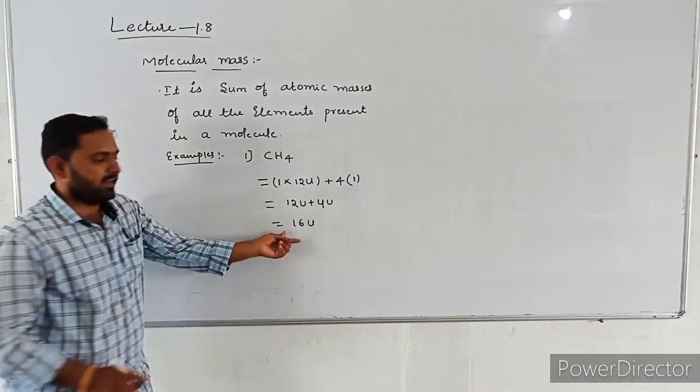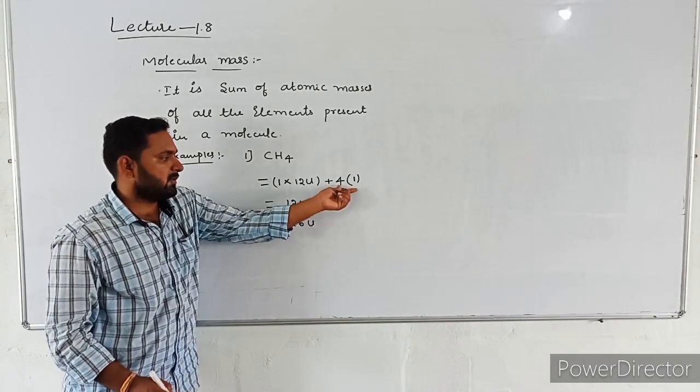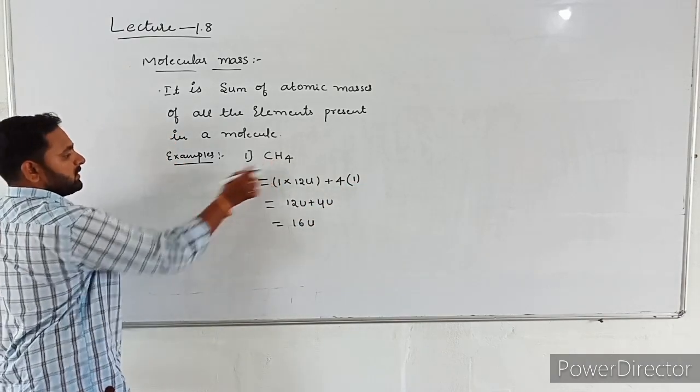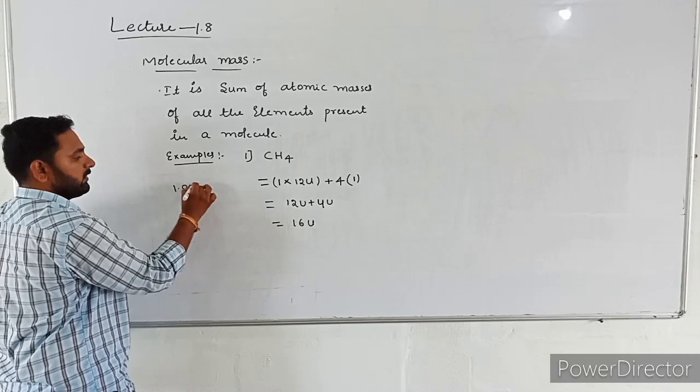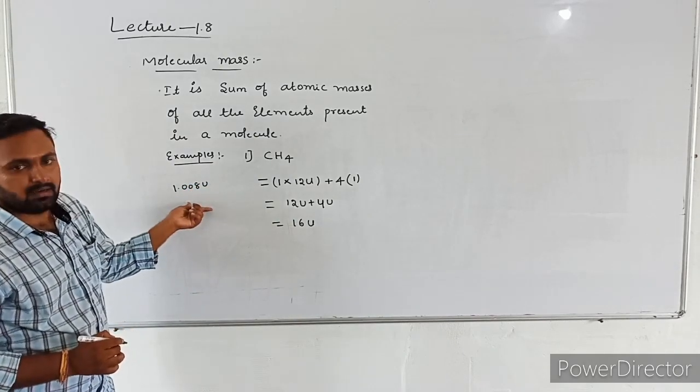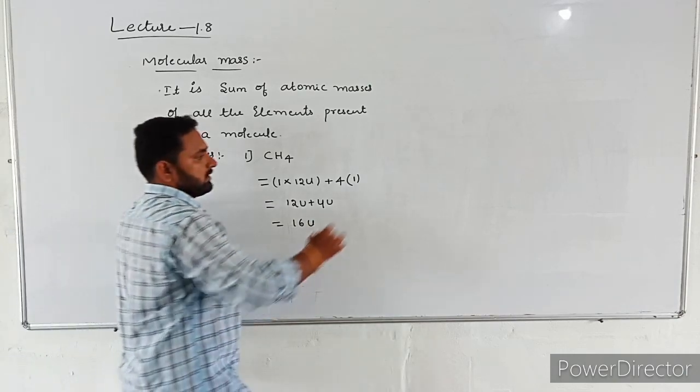U means unified mass. Here the hydrogen atomic mass has been taken as 1. The exact atomic mass of hydrogen is 1.008U, but in calculations you can take 1. Next, another example.